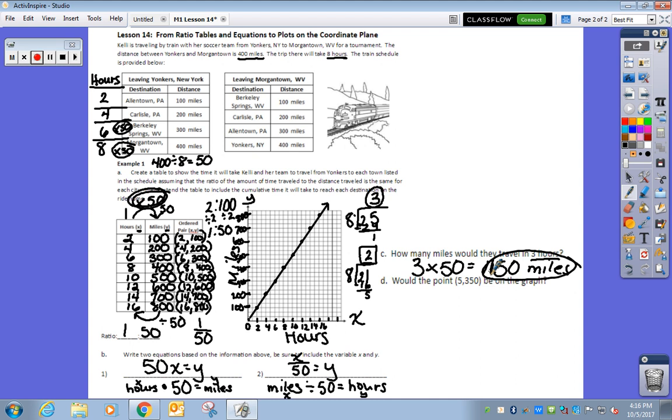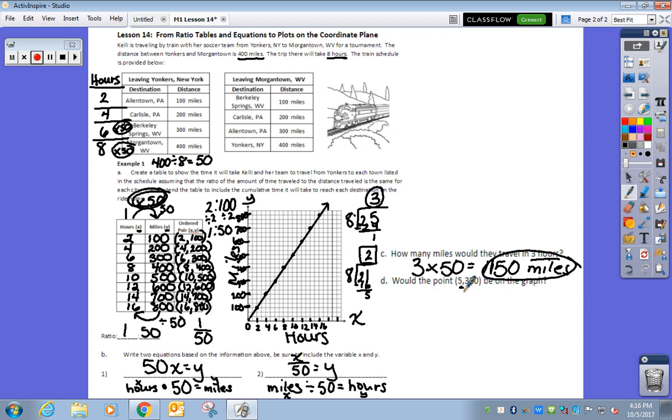Now the next question is something that you'll see on your homework and you'll see on quizzes coming up. It's asking if a specific point would be on the graph. Here's how you figure out if ordered pairs are going to be on the same graph. If you look at each of our ordered pairs, if we took the first number, from the first column, and multiplied it by 50, we would get the number in the second column. Or vice versa, if we took the second number and divided by 50, we would get the number in the first column.